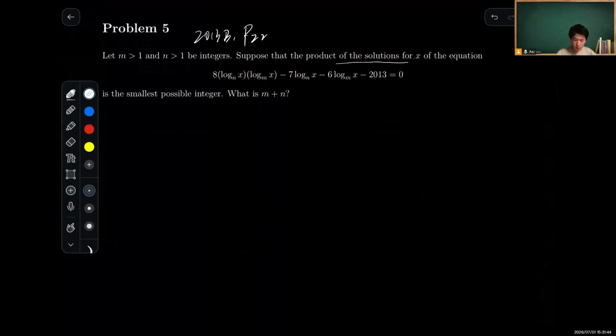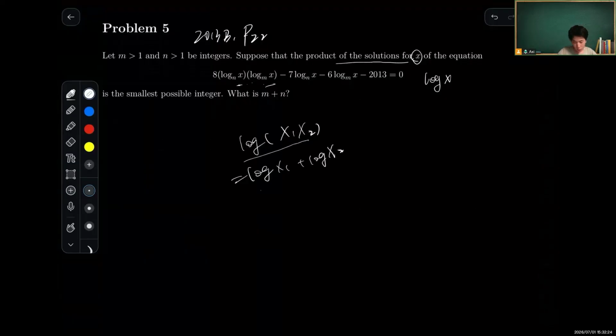So remember, we're solving for x, not log of x, whatever the base is. So the product of the solutions for x, since this thing resembles a quadratic, the highest degree is 2, we can guess there are two roots, then we want x1 times x2. Then if we take the log of this, we have log x1 plus log x2. So in fact, even though the problem is asking for the product of the solutions, we're actually just looking for the sum of solutions of log of x. Let's keep this in mind and we'll try to solve it next.